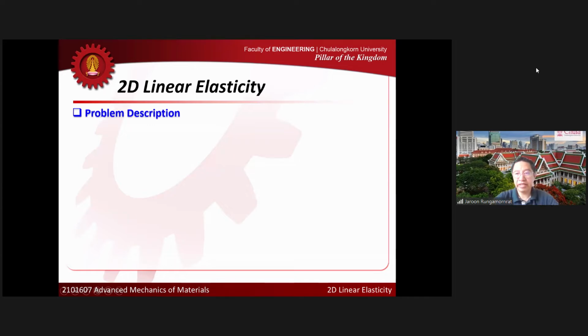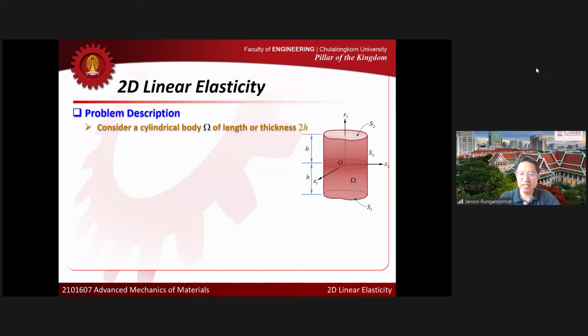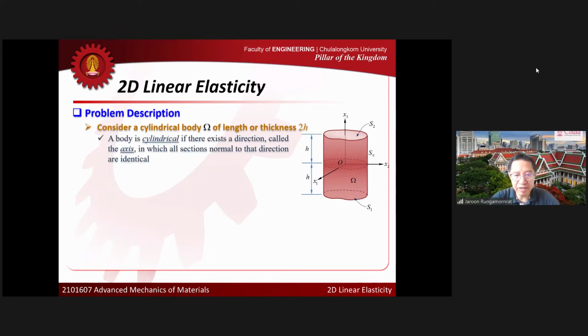So let's look at the problem description here. Okay. So I try to look at the cylindrical body again in this case. Okay. So you know the definition of the cylindrical body, right? This is the definition. It's similar to the body that I mentioned before in the Saint Venant case.